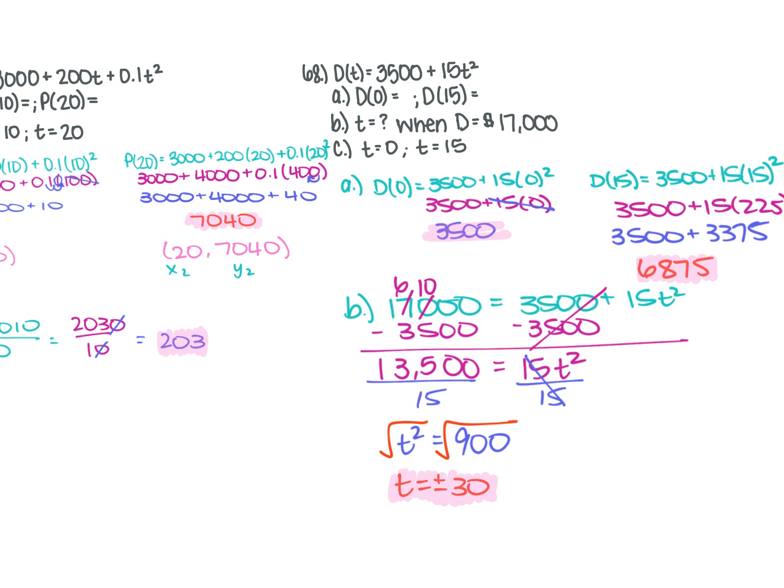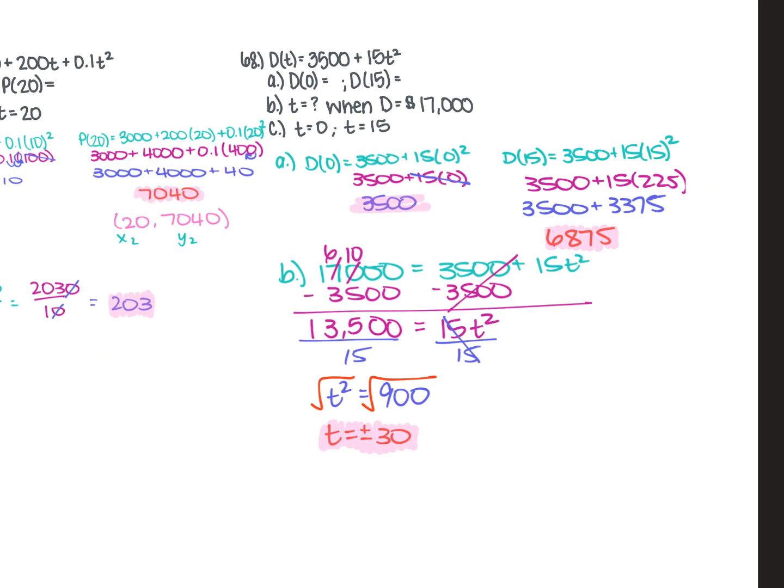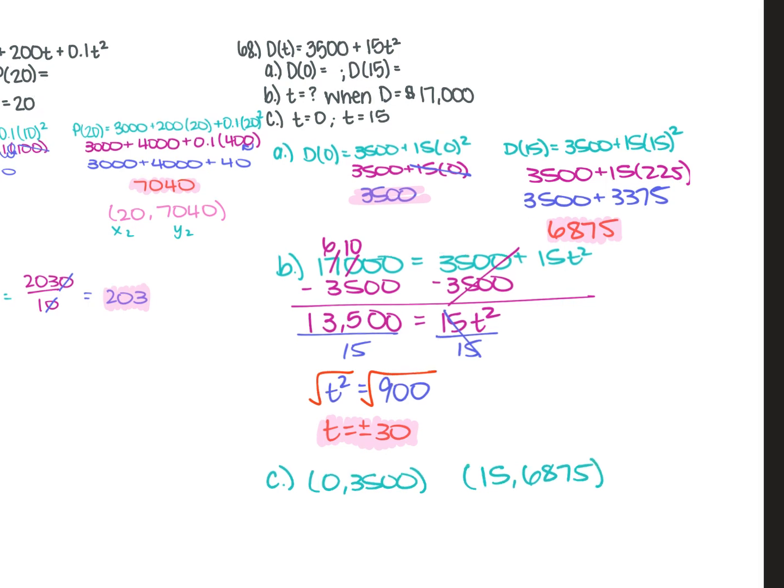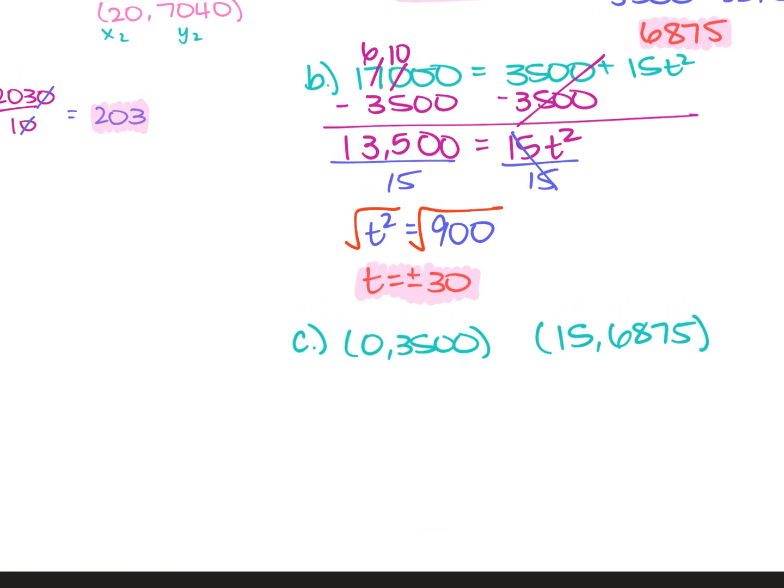The last part of this question, example C, tells you to find the average rate of change when t is equal to 0 and t is equal to 15. Remember, we found d of 0 was 3,500, so that's the ordered pair 0, 3,500. We also found d of 15 to be 6,875, so that ordered pair is 15, 6875. If we were to find the average rate of change, or the slope, between these 2 points, which of them do you want to use as your x1 and your y1?